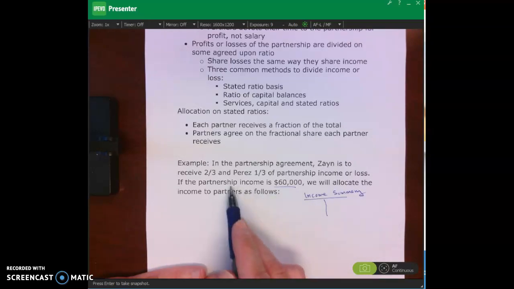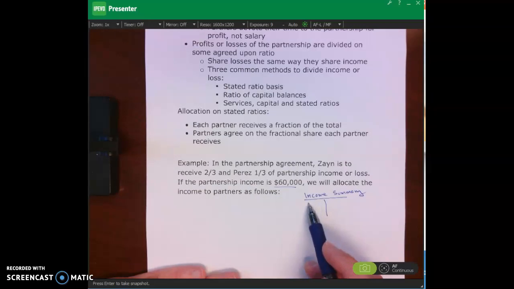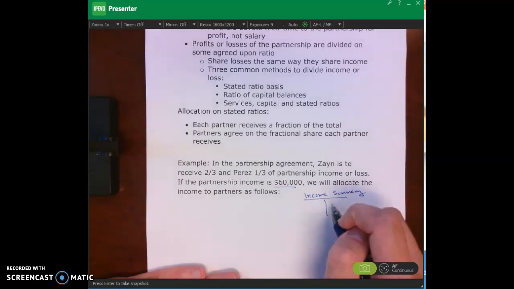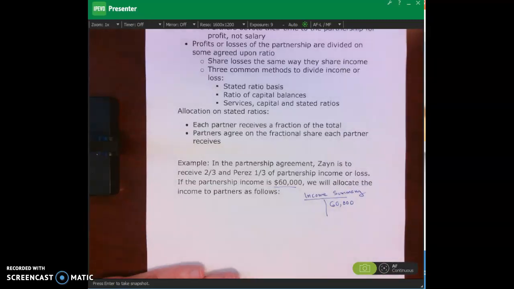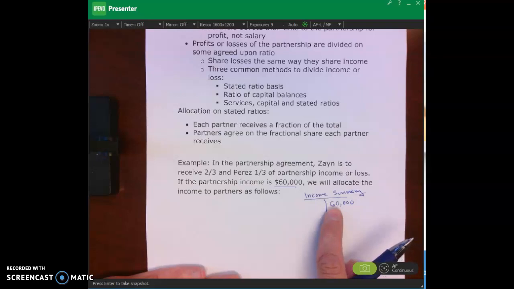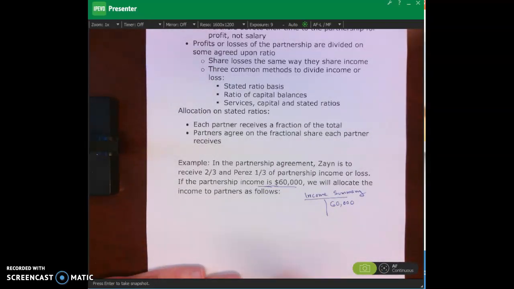So we're saying over here is partnership income is $60,000. That means our revenues in income summary exceed our expenses in income summary by $60,000. So what I'm saying is if I look at a T account over here for income summary, I have a credit balance of $60,000. That's what this is telling you. Okay, that's another way to think about it. So I have this credit balance here in income summary.